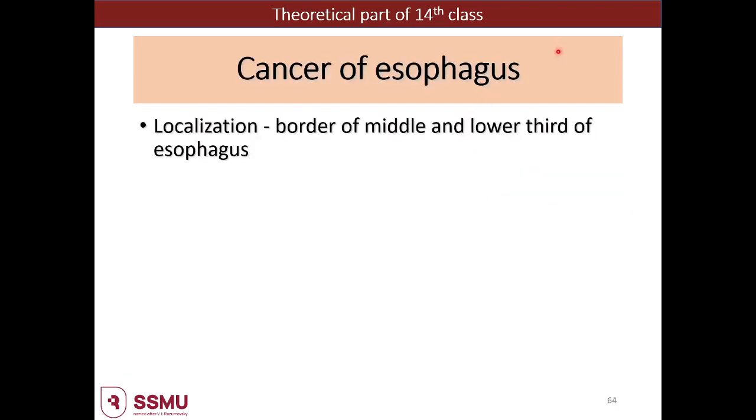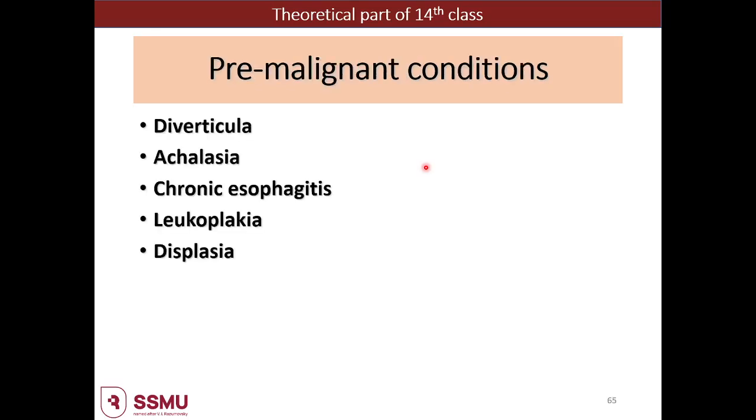Cancer of the esophagus. Localization of this pathological process is middle, at the border between the middle and lower third of the esophagus. Premalignant conditions are associated with diverticula, achalasia of the esophagus, chronic esophagitis, leukoplakia, and dysplasia.